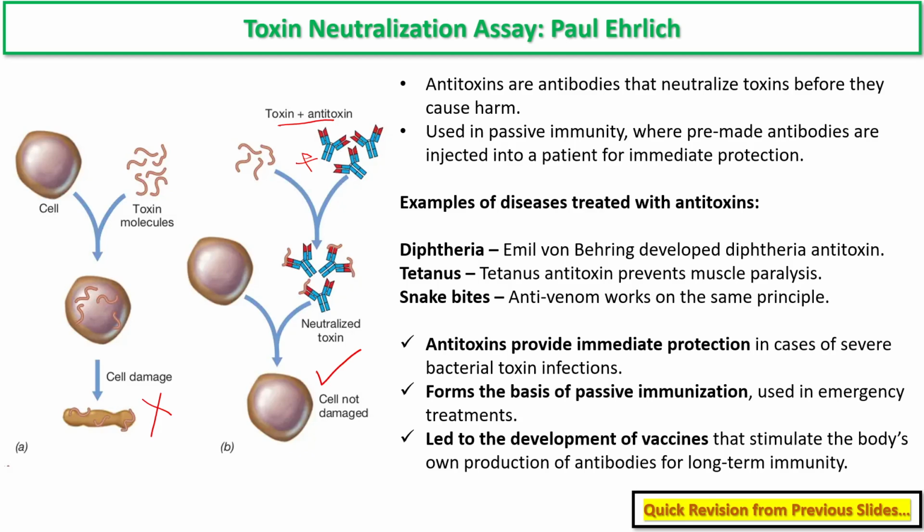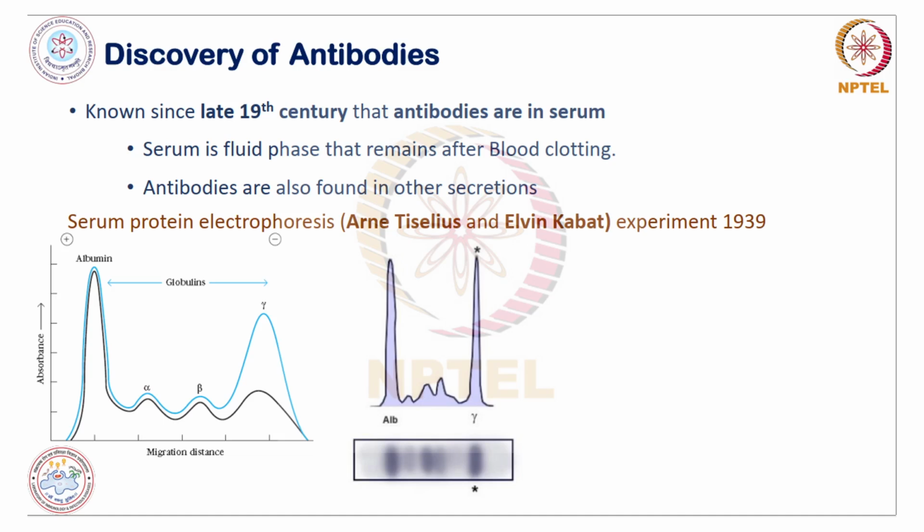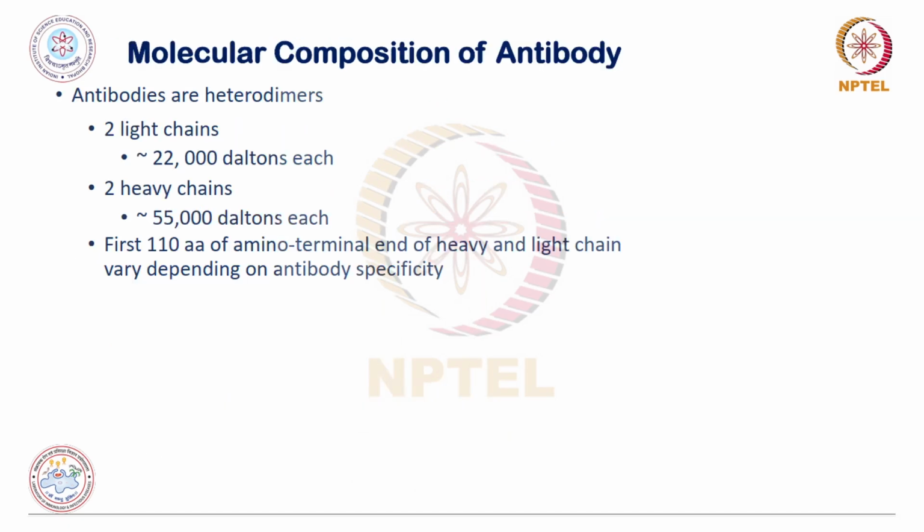You can check it out from the previous videos. From this, they gave the concept that there are some antibodies in the serum which are responsible for providing immunity to the cells. They said that serum is the fluid phase that remains after blood clotting, and these antibodies are also found in other secretions and other bodily fluids.